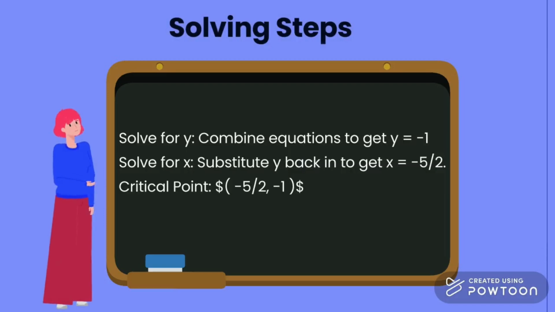This is the most advanced part, so let's go slowly. By adding our two equations, we can eliminate x and solve for y, which gives us minus 1. Plugging that back into our original equation shows that x is minus 5/2. Our critical point is located at (-5/2, -1).